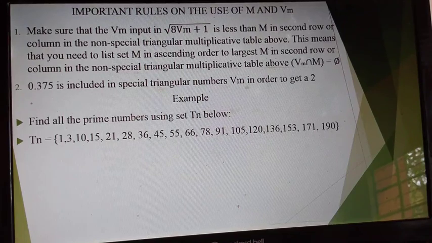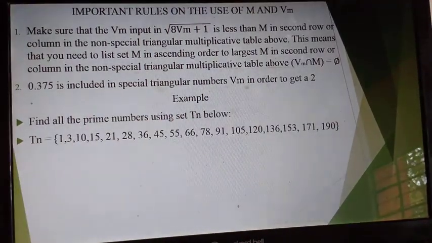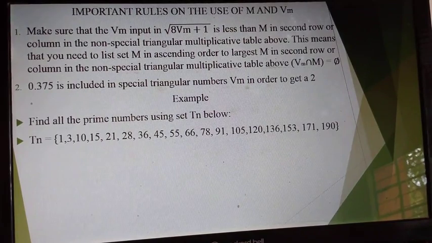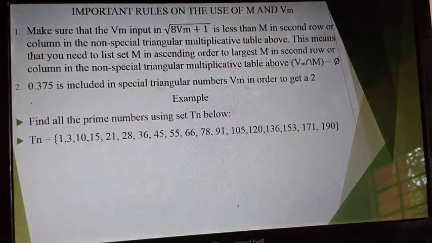Example: find all the prime numbers using the set of triangular numbers below. So the set of triangular numbers that we have is triangular numbers from 1 up to 190. Now, for us to find the prime numbers using the special triangular numbers from this set of triangular numbers, first we need to remove the non-special triangular numbers using the table. So let's see the solution.